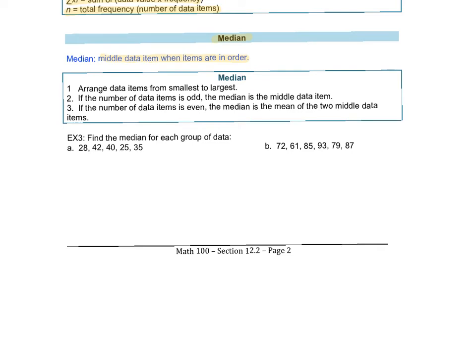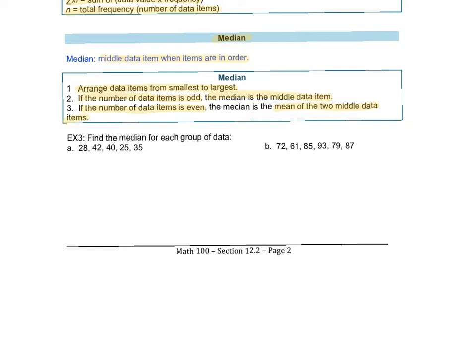So if they're not, the first thing you're going to do when you find your median is arrange the data items from smallest to largest. Once that's done, if you have an odd number of data items, then the median is just the middle data item. However, if the number of data items is even, you're going to have 2 data items in the middle. So what you do is you take the mean of those 2 middle data items. So just add them up, divide by 2.